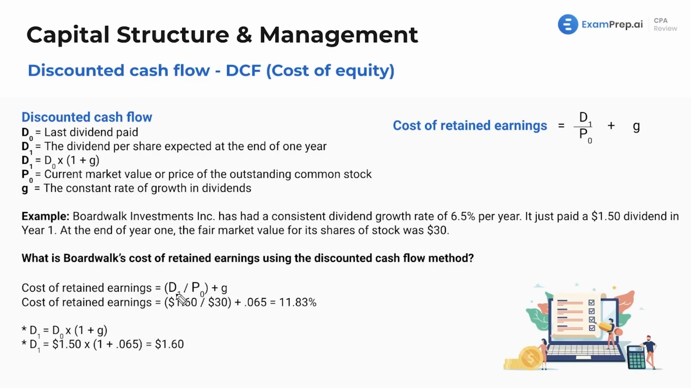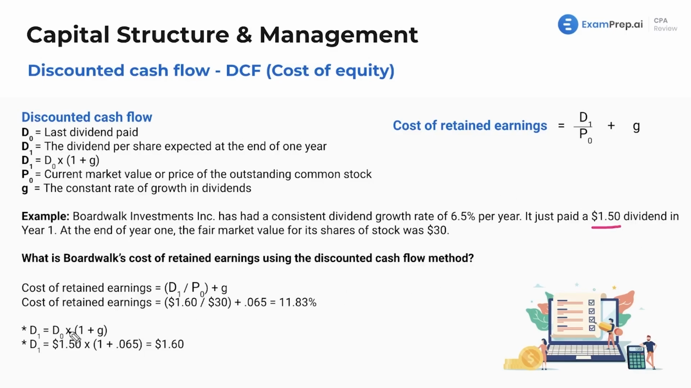Now, D1 is the dividend per share expected at the end of year one. It just paid a dividend of 1.5. Well, we're going to use the last dividend paid, so this is actually D0. So you see here, I said we're going to address the fact D0, D1 confuse people. So this is the last dividend paid.